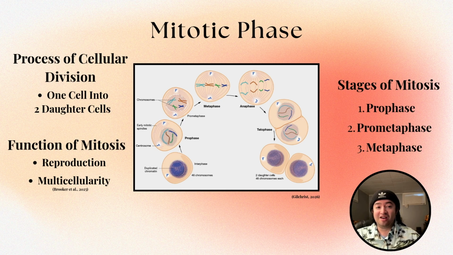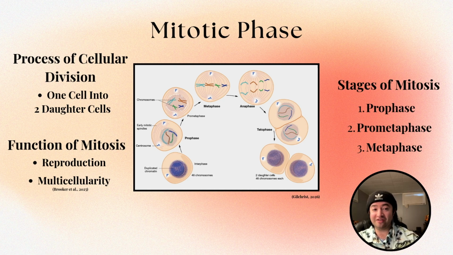The first phase or stage is called prophase, where the chromosomes condense and show that distinct X-like structure you see in all the pictures. The nuclear envelope begins to break down, and organelles move to the edges of the cell, while spindle microtubules form from centrioles, and the nucleolus disappears.